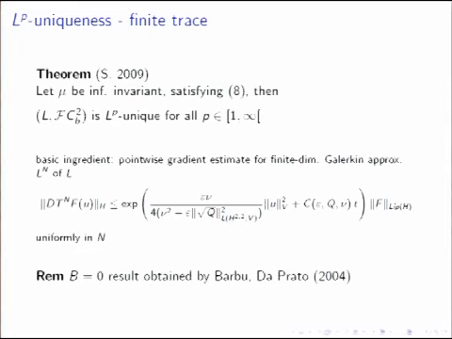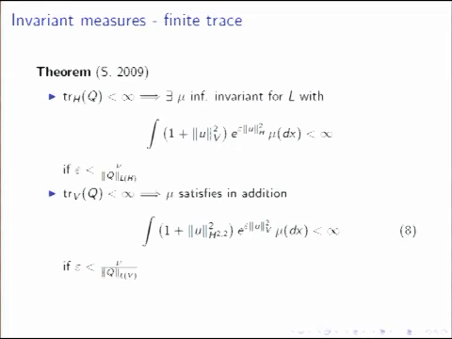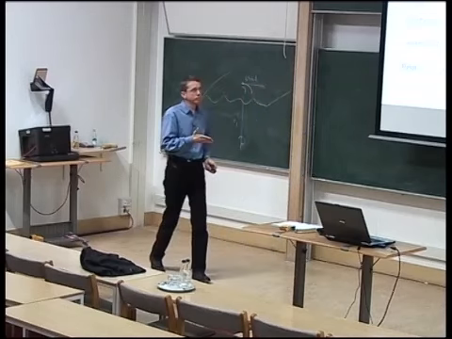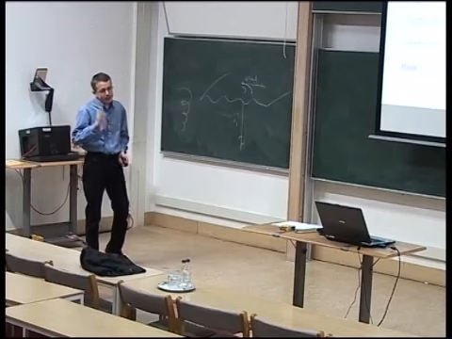And that implies now, together with a suitable pointwise gradient estimate on the solution of certain finite dimensional Cauchy problems, the L^p uniqueness. So if we have an infinitesimal invariant measure satisfying these stronger exponential moment estimates, then we can show that the corresponding Kolmogorov operator is L^p unique for any p. So not only p equal to 1, but also p equal to 2 and actually any finite p.